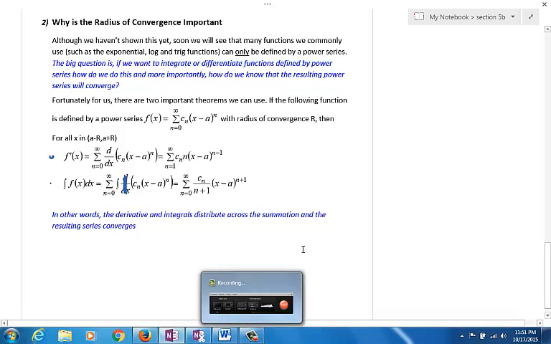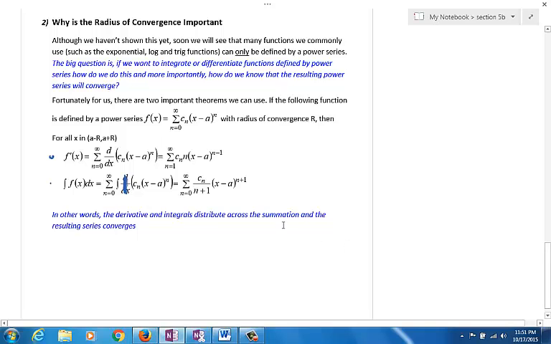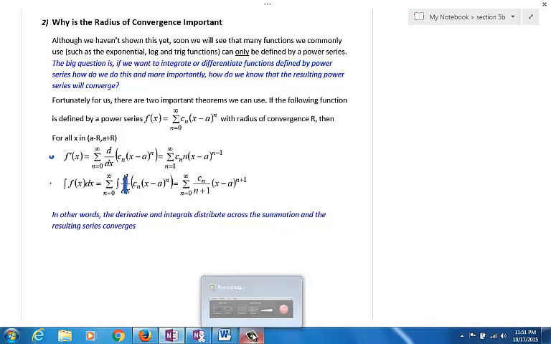Okay, next we're going to look at how to figure out the radius of convergence for some functions.